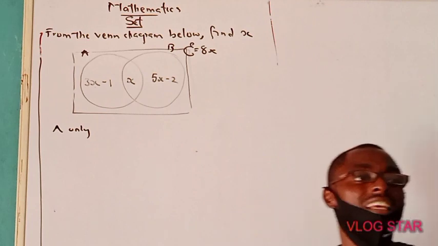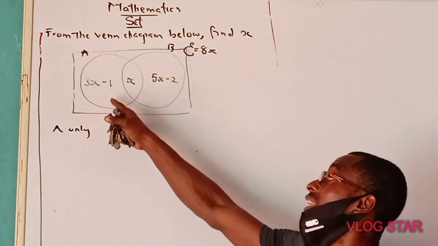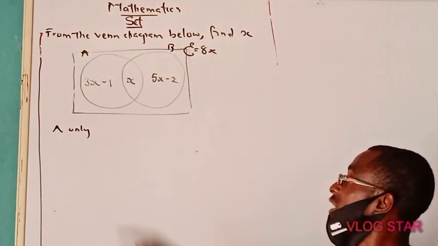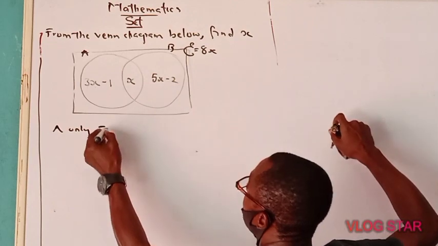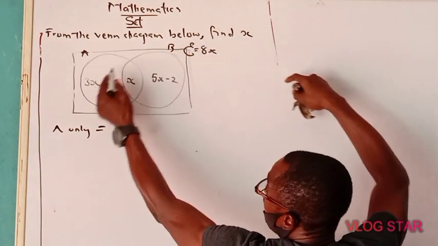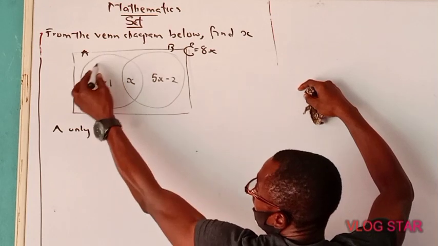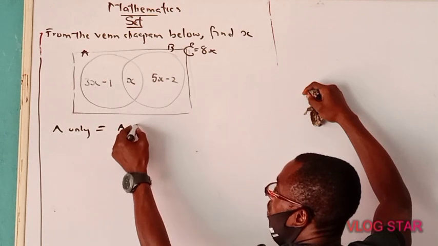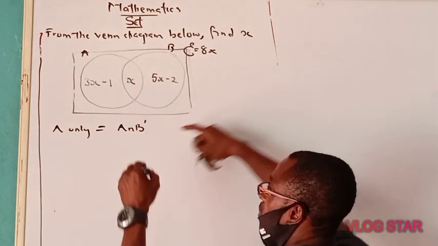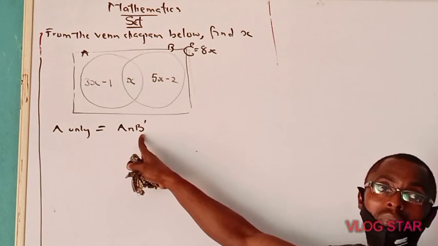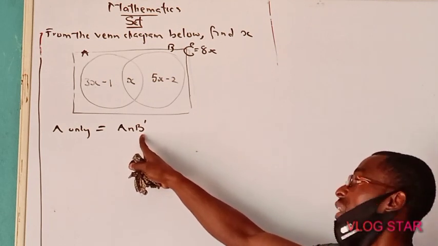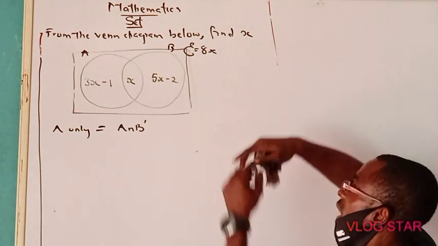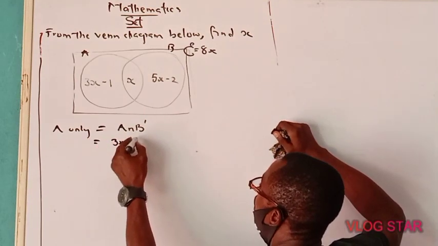If they don't use the word only, and say A is 36, you will not put it. It means that 36 belongs to A and B, until you see A only. So this is A only, and A only means there's no B inside. Do you see? Is there B inside there? There's no B, so it's going to be A intersection B prime. A intersection B prime. So we prime B, and that's what 3x minus 1 is.